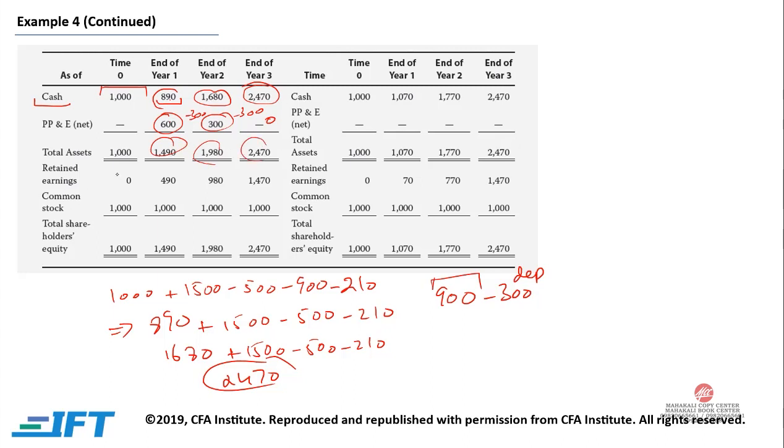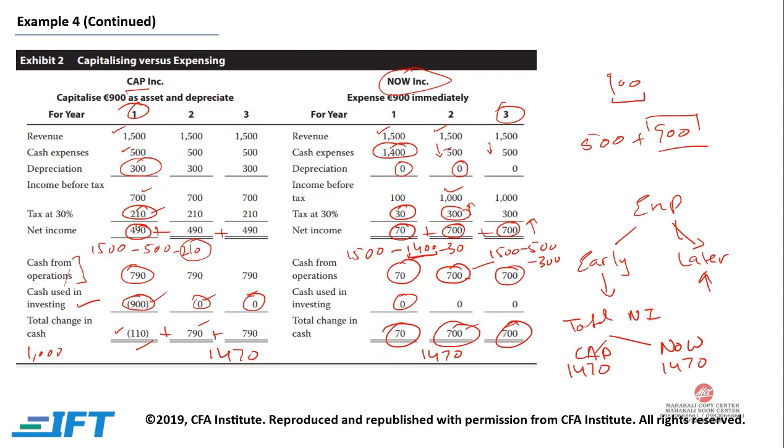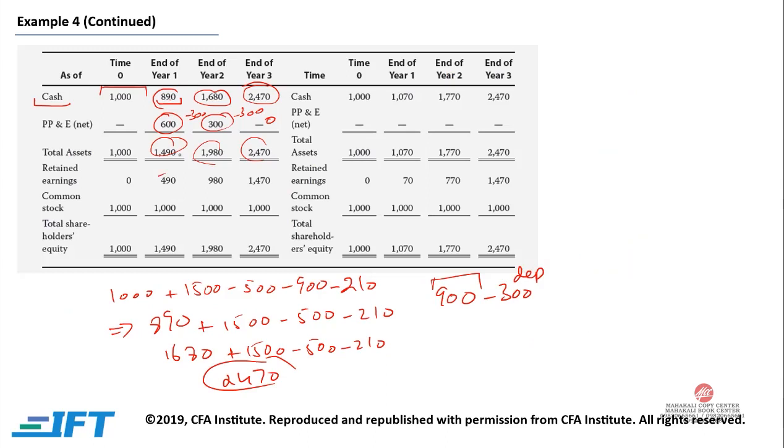Now retained earnings: at the start we don't have any retained earnings. At the end of year 1 our net income is 490, so your retained earnings go up by 490. And then again we have a net income of 490, so 490 plus 490 is 980, and 980 plus 490 is 1470. Each year we have a net income of 490, so at the end of 3 years we have 1470, and the common stock remains constant, and hence total shareholders' equity is 1490, 1980 and 2470 for each subsequent year.